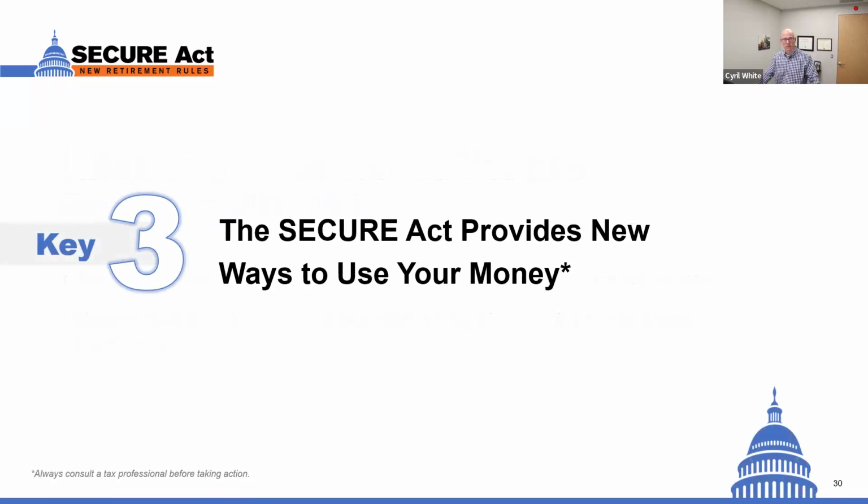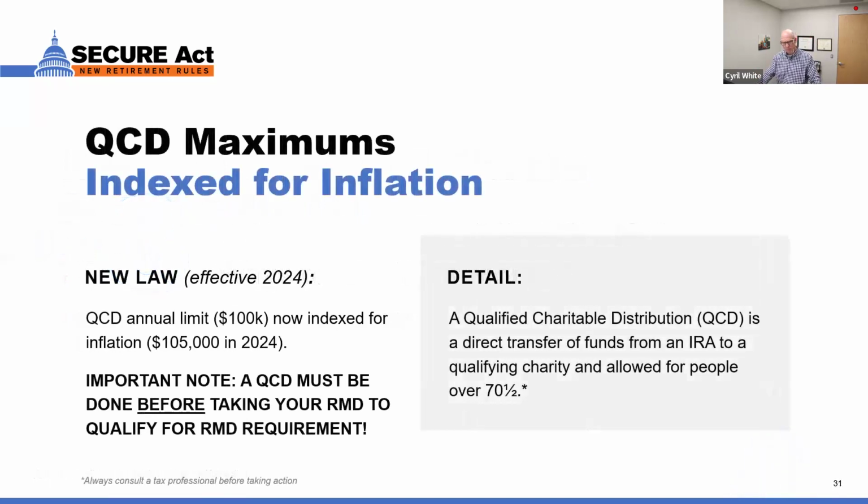Key number 3 of the Secure Act was that it provides new ways to use your money. One of the biggest changes is to something called a QCD, or Qualified Charitable Distribution. One change is that they've now indexed this for inflation. For many years, the maximum that someone could do on a QCD is $100,000. And they've now made that indexed for inflation. So now it's $105,000 in 2024.